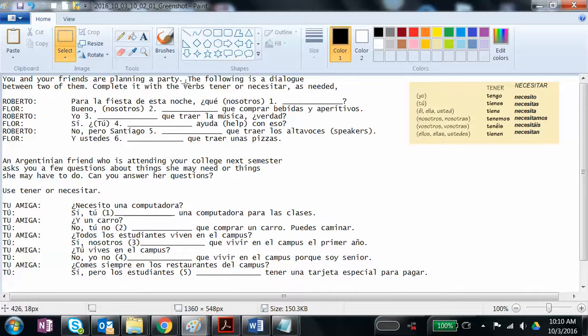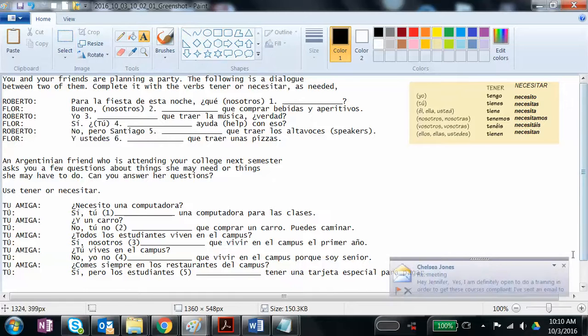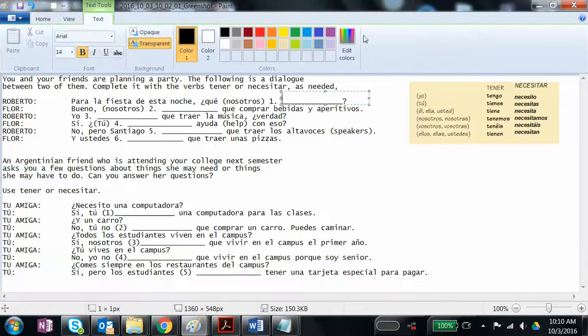So para la fiesta de esta noche, what do we need? It's better to ask, what do we need? You're going to be talking about the things that you need. It's better to say, what do we need instead of what do we have? And since there's no que here for an obligation, we're going to plug in the necesitar. And it's nosotros, so I'm going to pick the necesitar for nosotros, which is necesitamos.